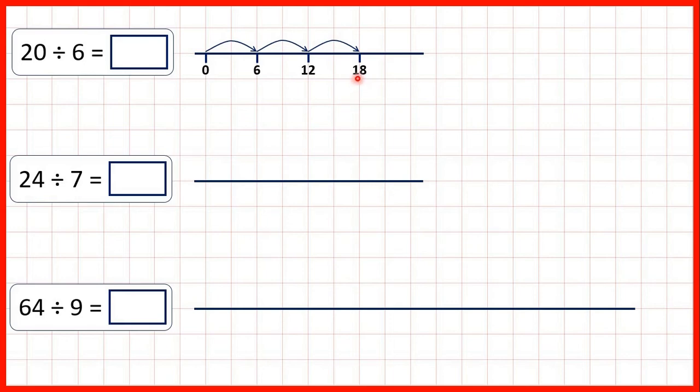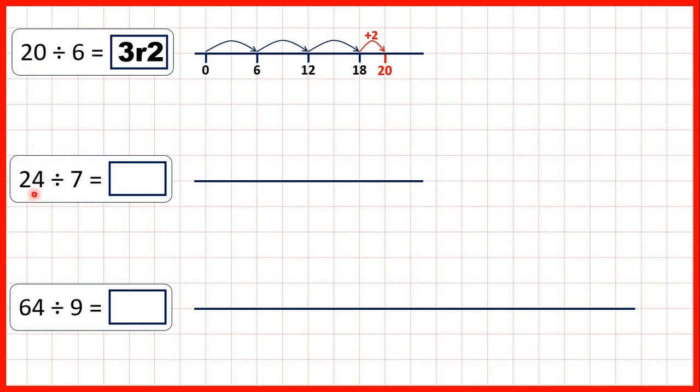Now from 18 to get to 20, we need 2 more. Not 2 more jumps of 6, but just another 2. So our answer is 3 remainder 2. That's because we made 3 jumps of 6, but then we needed 2 more to get to 20.